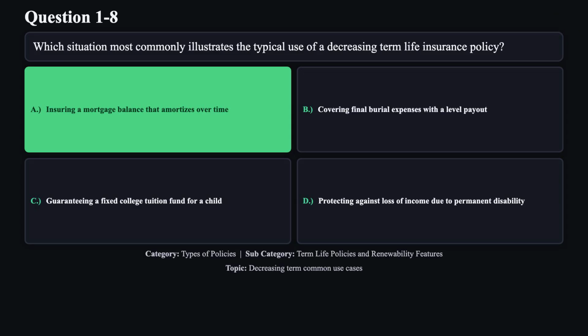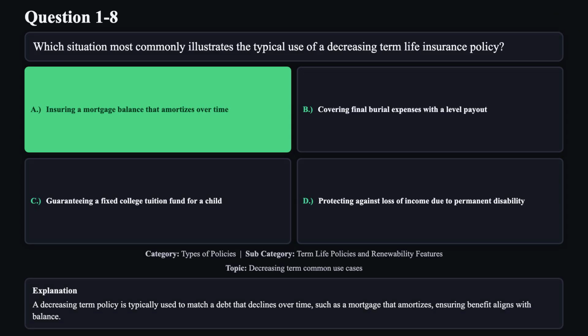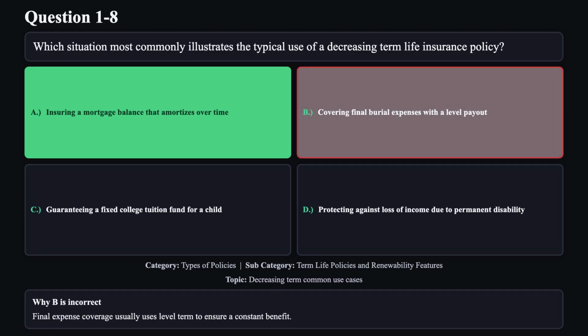The correct answer is A. A decreasing term policy is typically used to match a debt that declines over time, such as a mortgage that amortizes, ensuring benefit aligns with balance. Reason B is not correct. Final expense coverage usually uses level term to ensure a constant benefit.